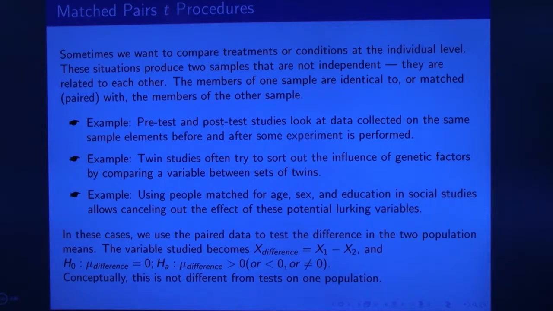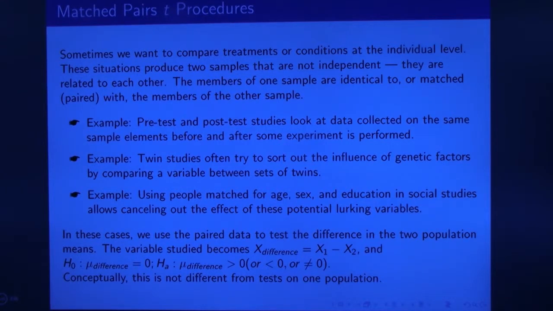Sometimes we want to compare treatment or conditions at the individual level. These situations produce two samples that are not independent. They are related to each other. The members of one sample are identical to or matched paired with the members of the other sample.